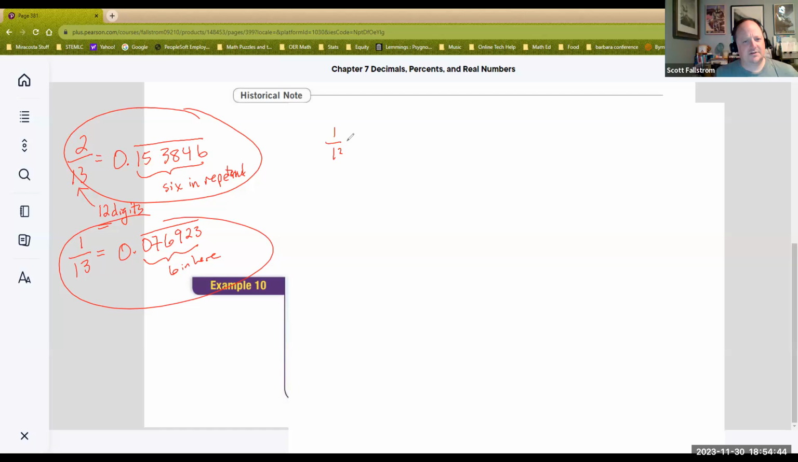So 1/13 is 0.076923, right? Now, if you look at that string of digits, it could have started with a 7 and then the 0 wraps around. Could have started with a 6 and the 0, 7 wrap around. A 9, a 2, or a 3. So those are all the possibilities. So 2/13 would be 0.153846. And again, this could have started with a 1, a 5, a 3, an 8, a 4, a 6.